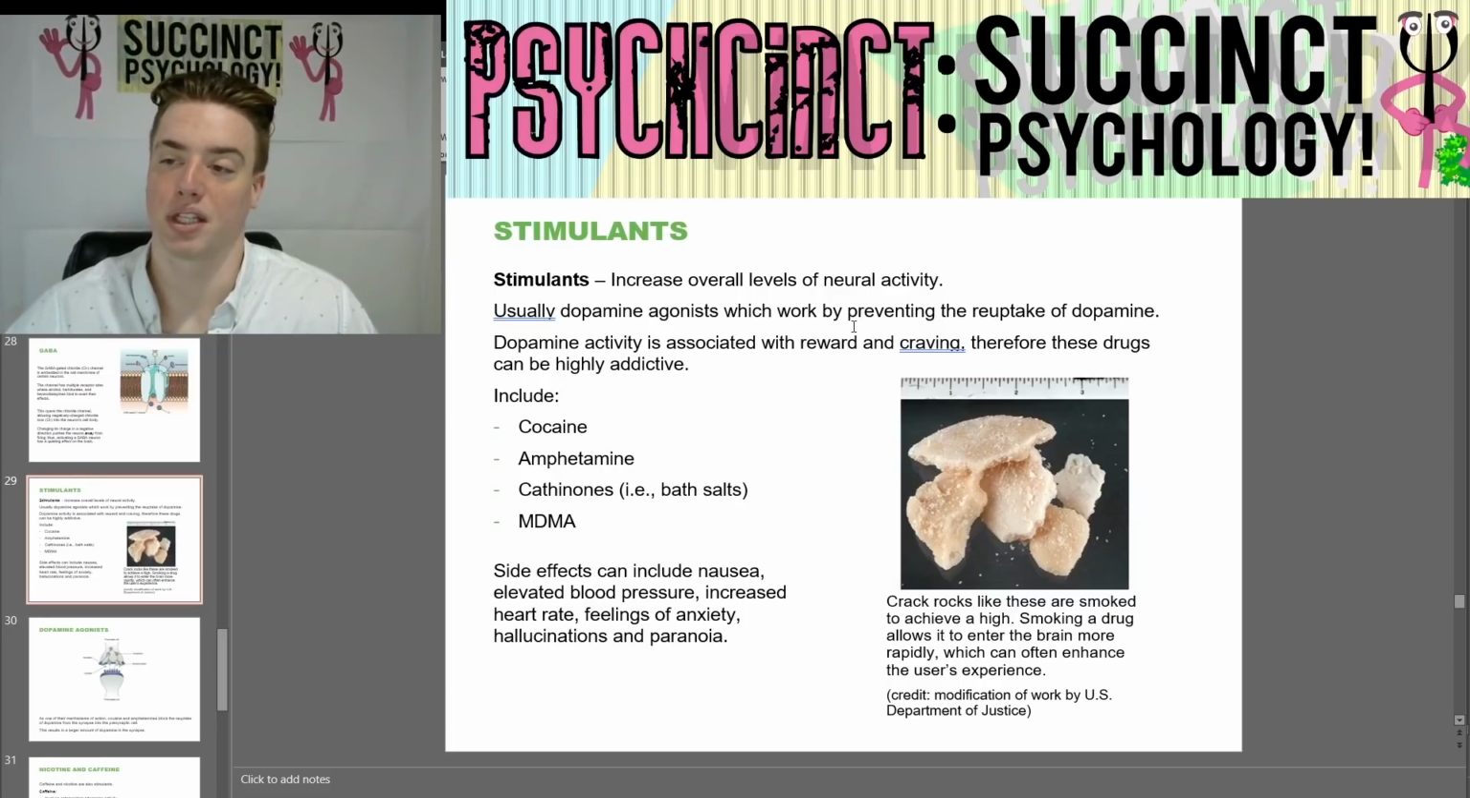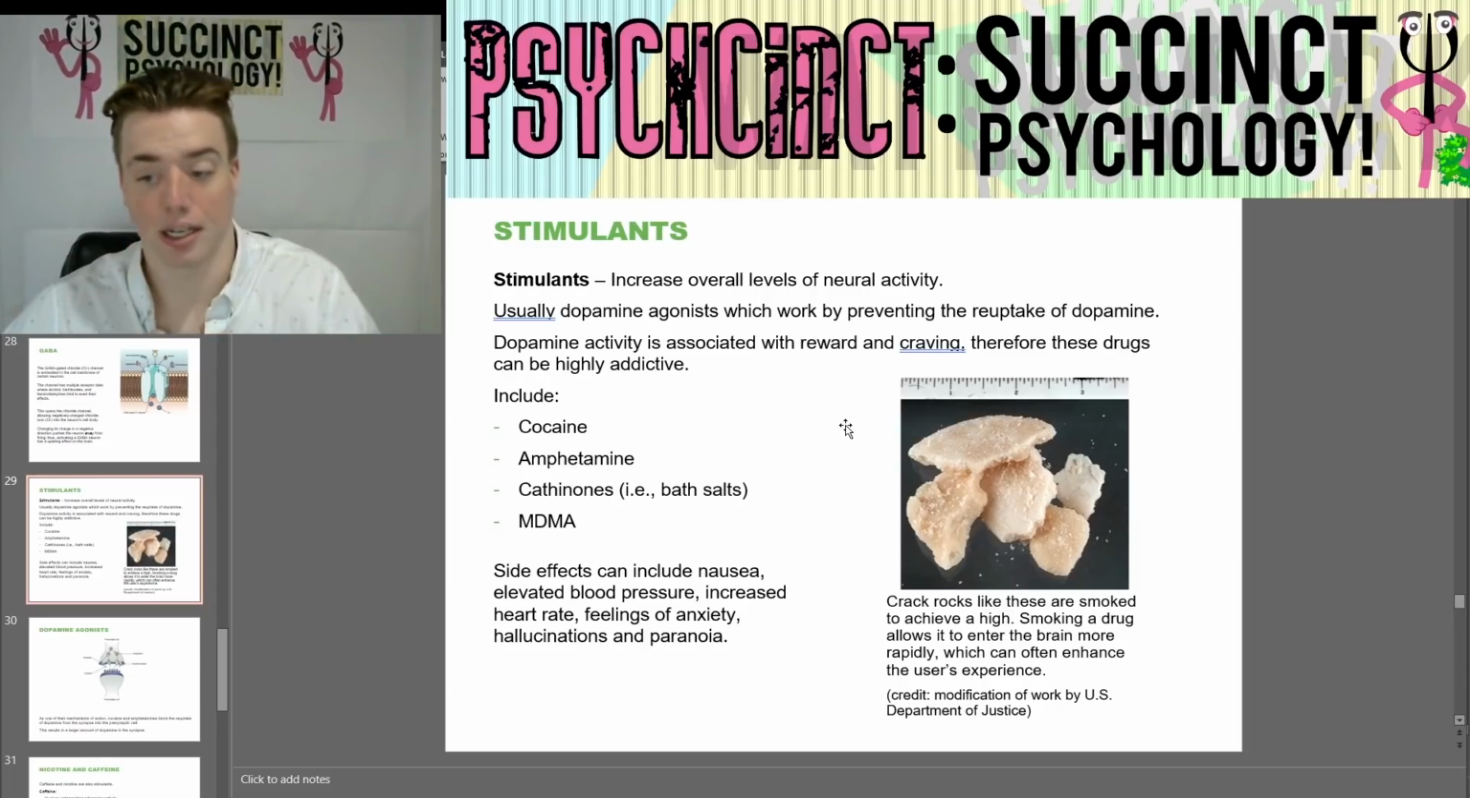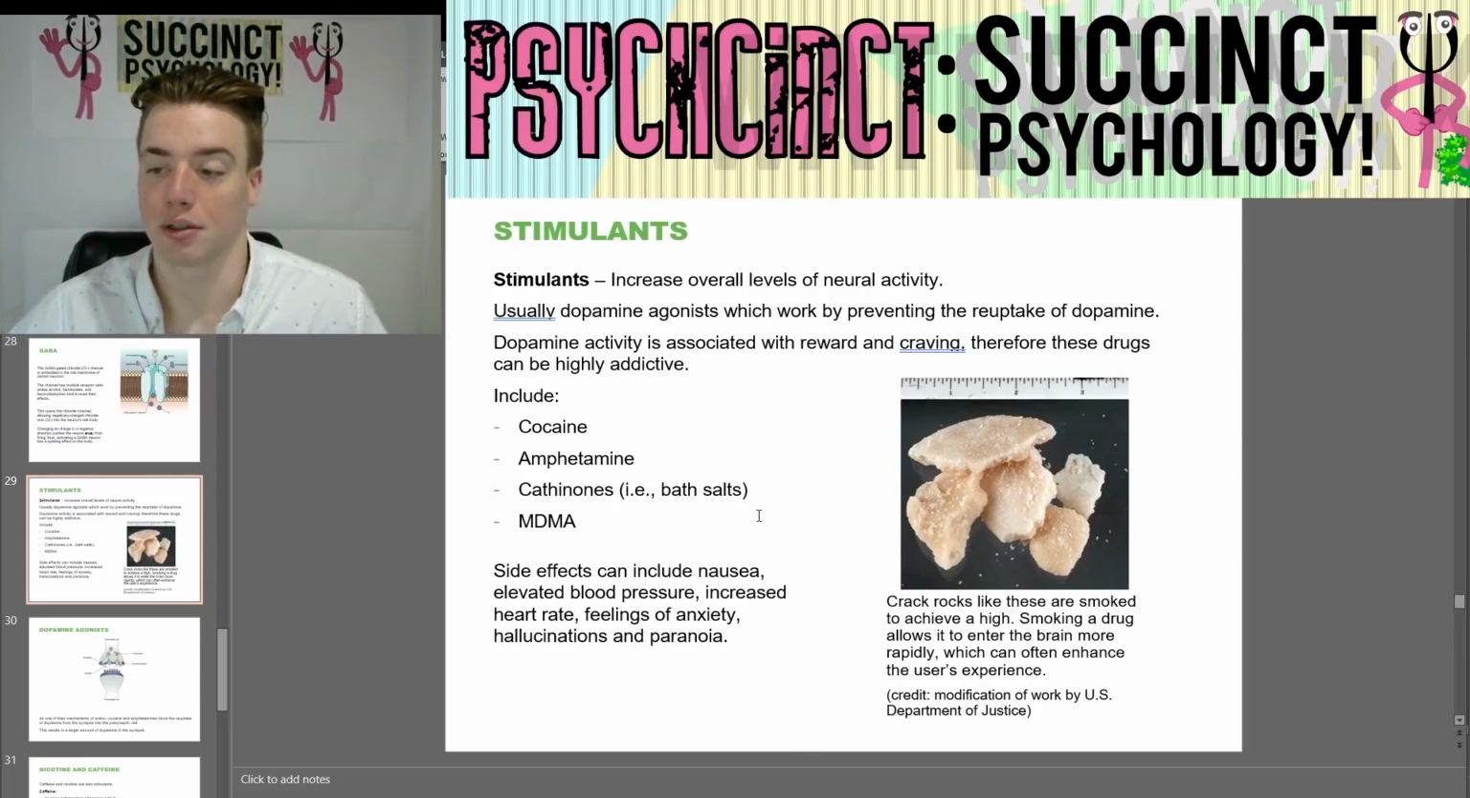So next we have stimulants, which increase overall levels of neural activity. So usually dopamine agonists, which work by preventing the reuptake of dopamine. Dopamine activity is associated with reward and craving, therefore these drugs can be highly addictive. These include cocaine, amphetamine, cathinones, i.e. bath salts, and MDMA. Side effects can include nausea, elevated blood pressure, increased heart rate, feelings of anxiety, hallucinations, and paranoia.